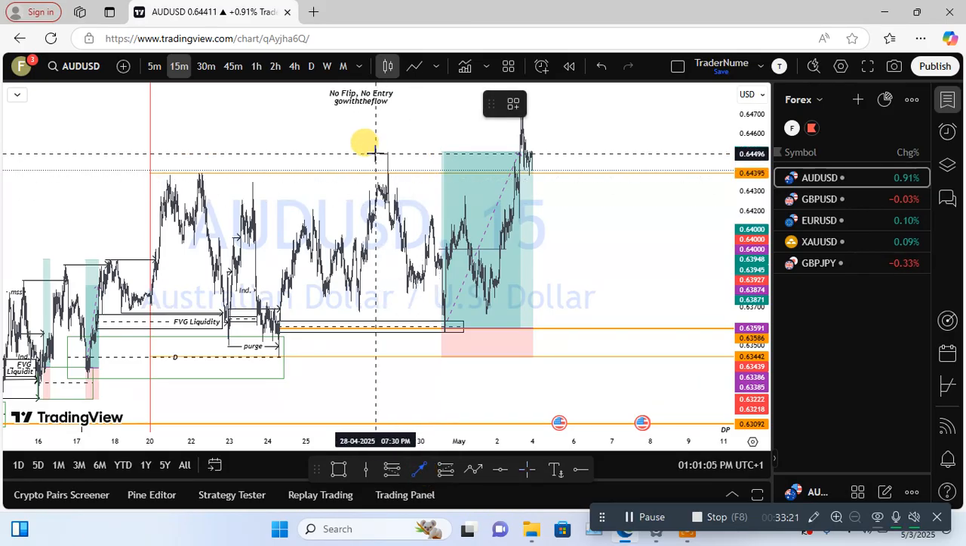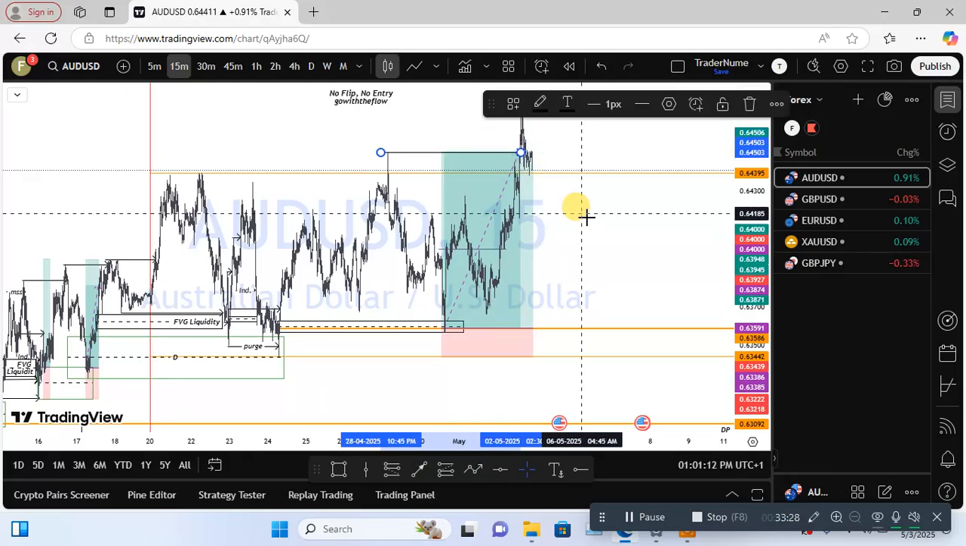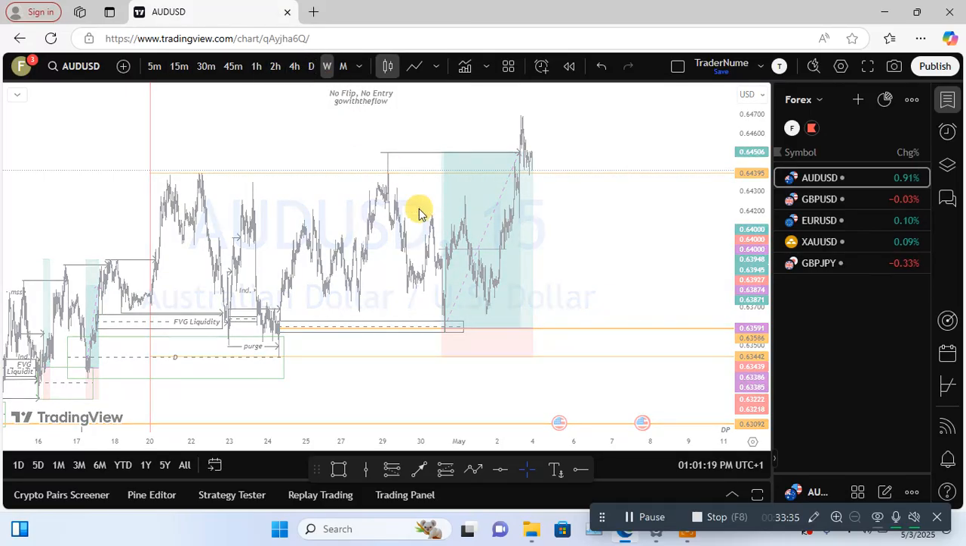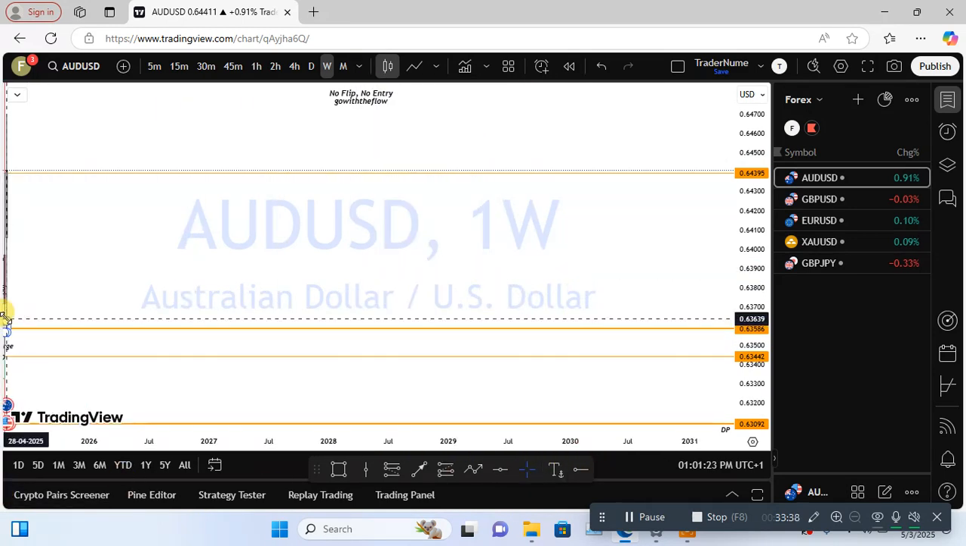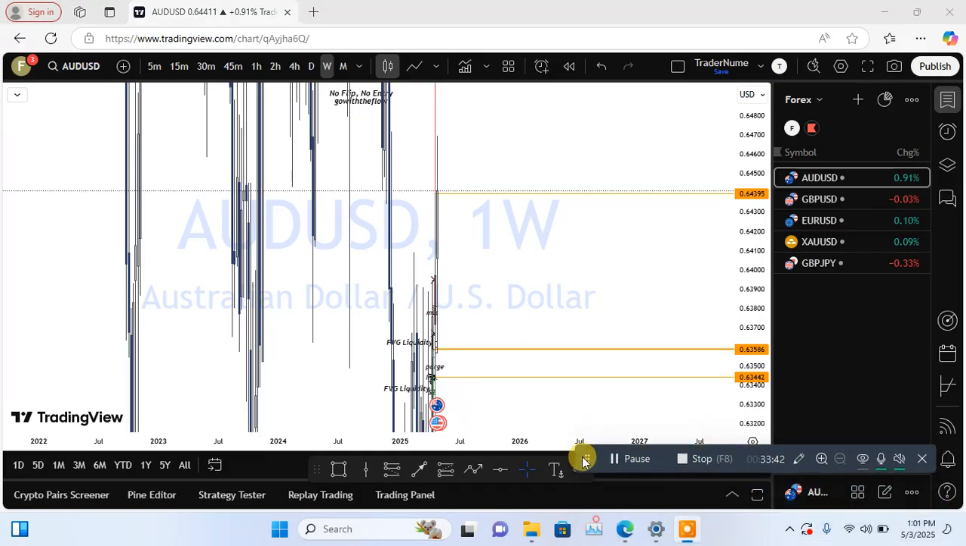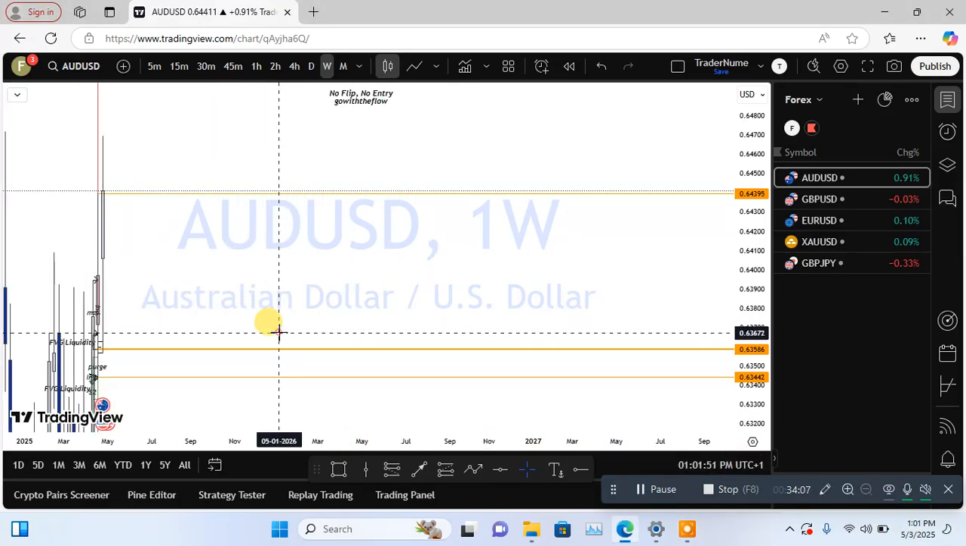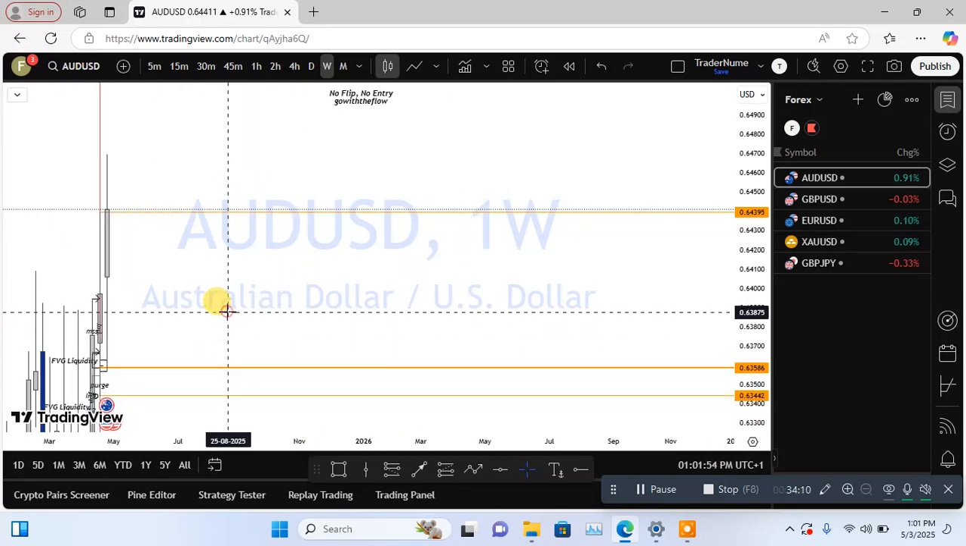So that is it for our entry setup for AUDUSD. This is how we do our markups. And what we have to do again is to now go to the weekly time frame. Let me try and project what will happen for the new week, which will be starting on the 5th of May.